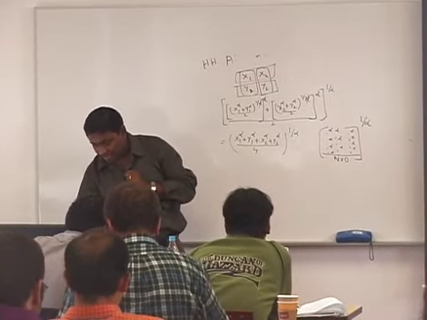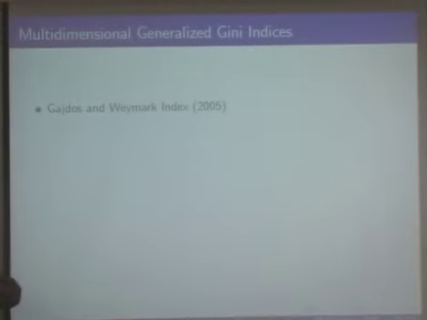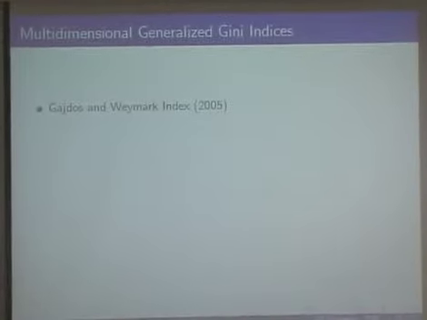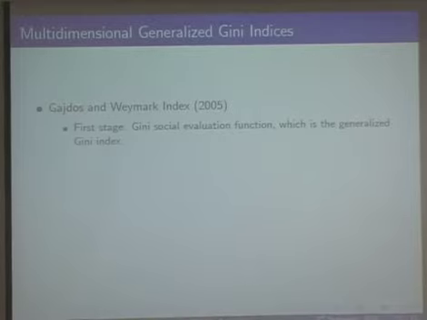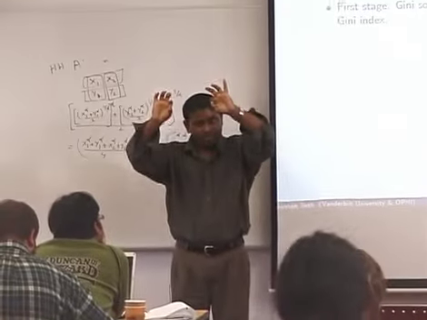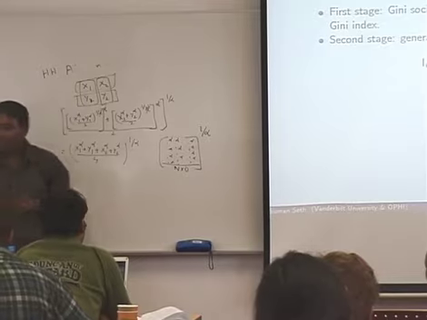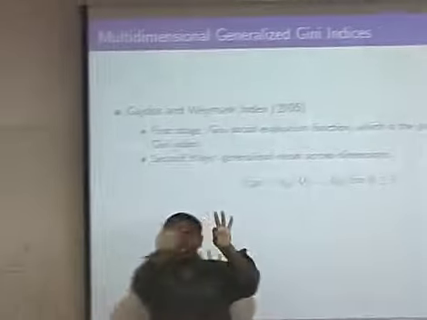Then there exist a few indices that extend the concept of the Gini index in the multidimensional context. One paper was by Gajdos and Weymark. John Weymark is actually my committee member, so I shouldn't criticize too harshly. So the Gajdos index: at the first stage, they created a Gini social evaluation function, which is the generalized Gini index, a more general form with another parameter in it. I forgot the actual functional form. They applied that index in the first stage across all persons. So for each dimension, he ended up with one generalized Gini index. And in the next stage, the inequality index was a generalized mean of those Gini indices.